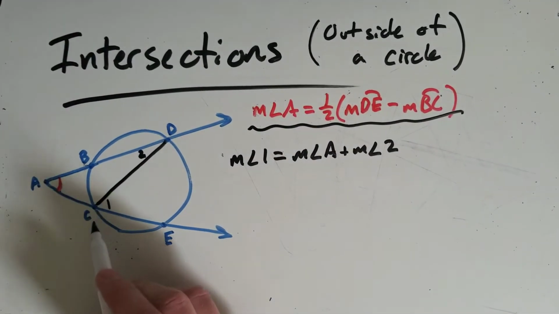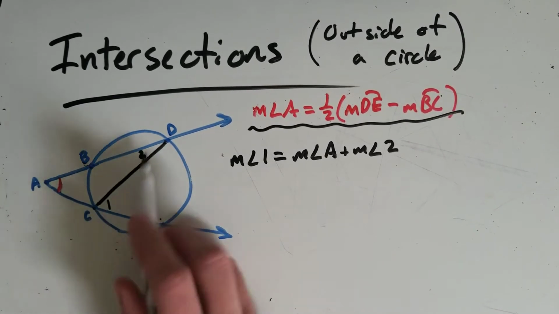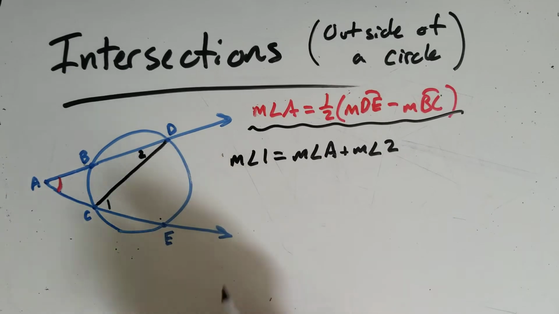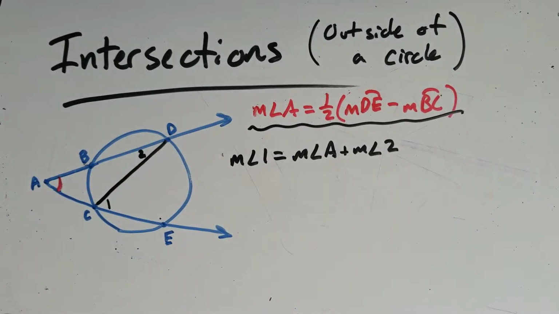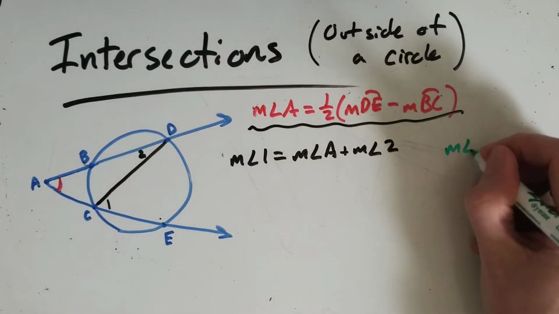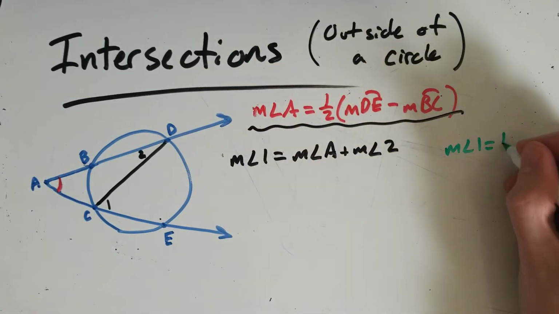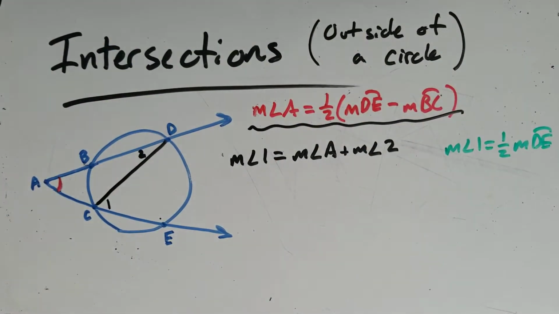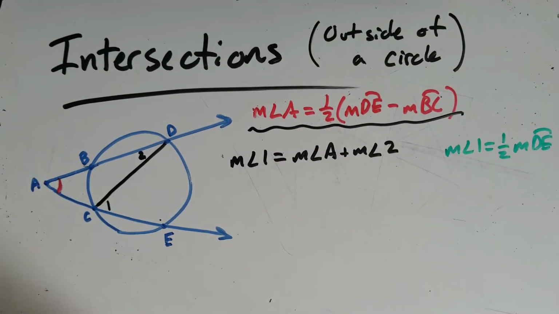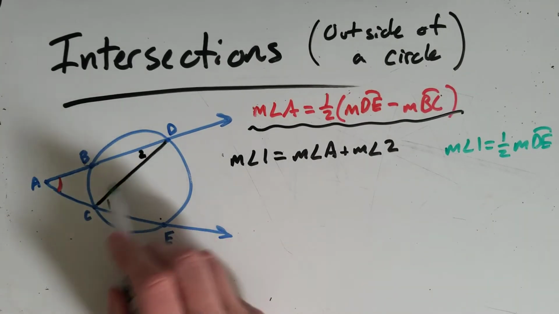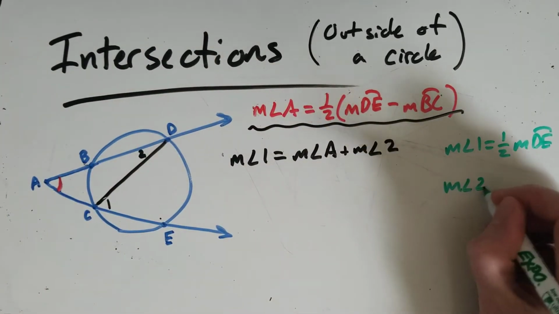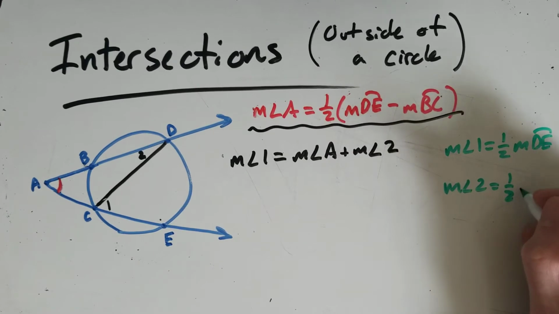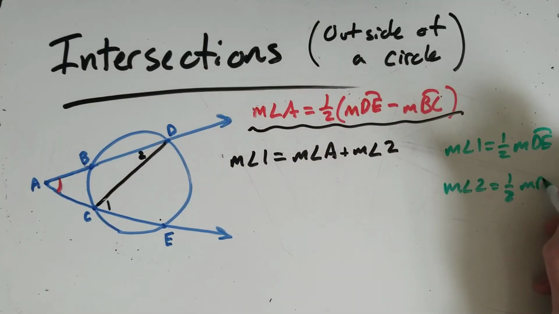And if we look, angle 1, well, that is an inscribed angle, so its intercepted arc is DE. So we'll list over here in green. We know the measure of angle 1 is equal to 1/2 the measure of arc DE. That is something that we do know. And we also know if you look at angle 2, that is an inscribed angle, so the measure of angle 2 is equal to 1/2 the measure of arc BC.